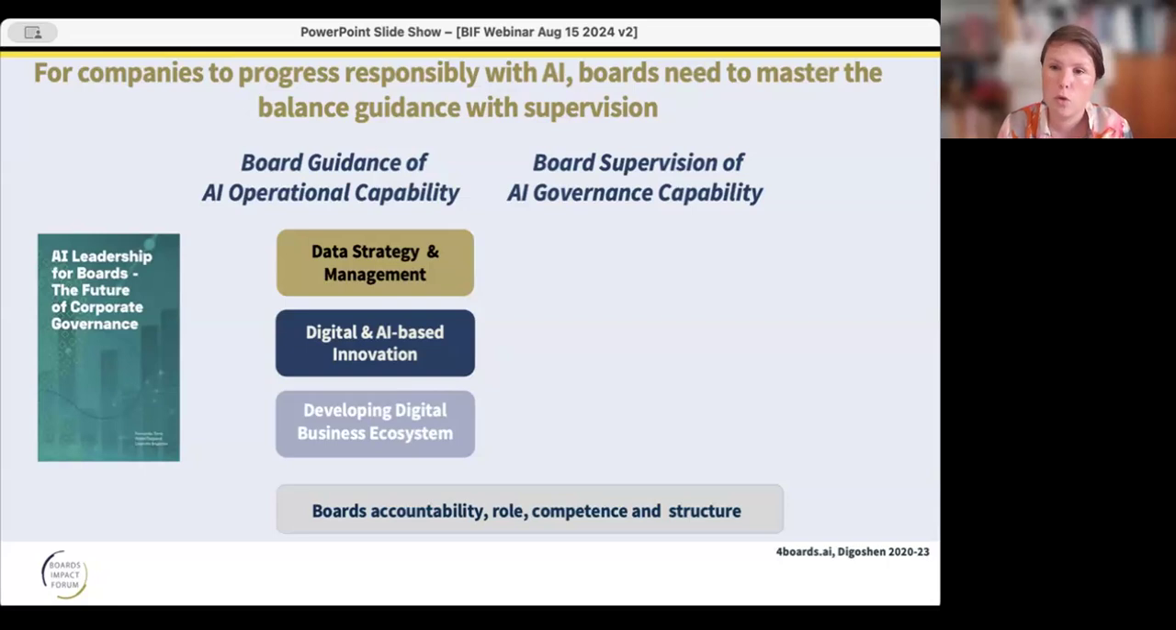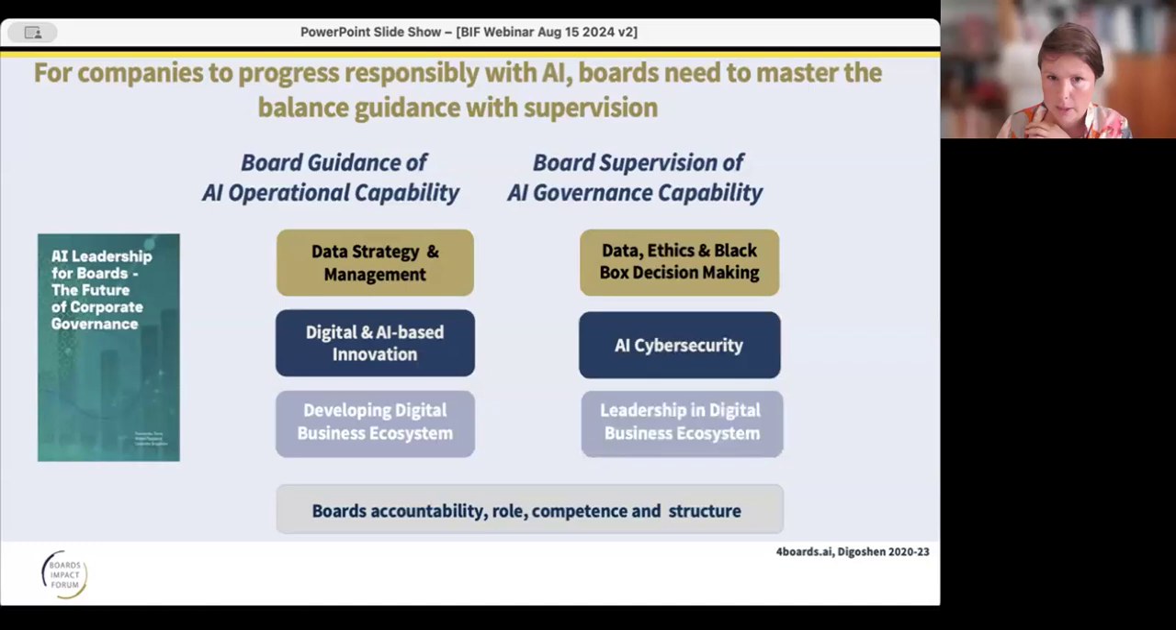When we are looking into the supervision, then we look into aspects like data, ethics, black box decision-making, cybersecurity. That is also, of course, a really, really big topic. And again, the ecosystem, but rather from a leadership perspective. So how can you supervise what is happening, not only in your organization, but then supervise what happens in the entire ecosystem.